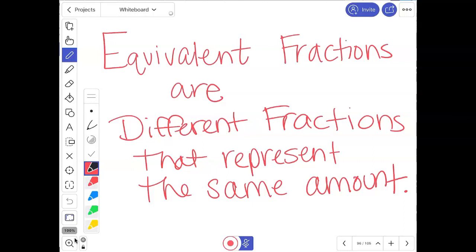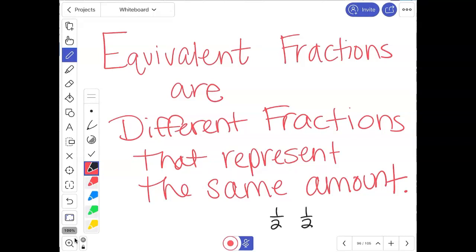Equivalent fractions are definitely different fractions, but they represent the same amount. So what I want to tell you is that 1/2 and 1/2 are not equivalent fractions. They're actually just the same thing. Equivalent fractions are fractions that look different but mean the same thing. Let me give you some examples that aren't fractions to make it less kind of weird sounding.